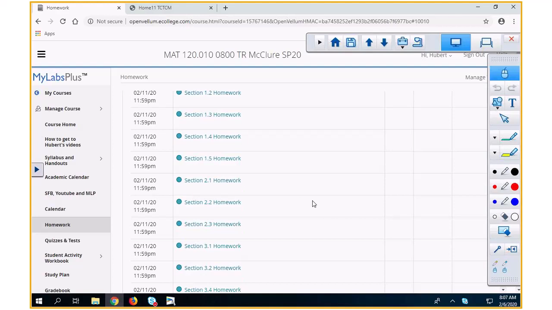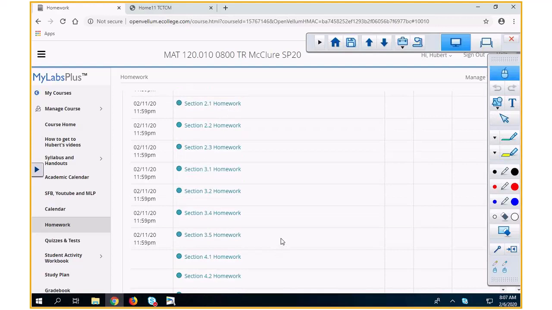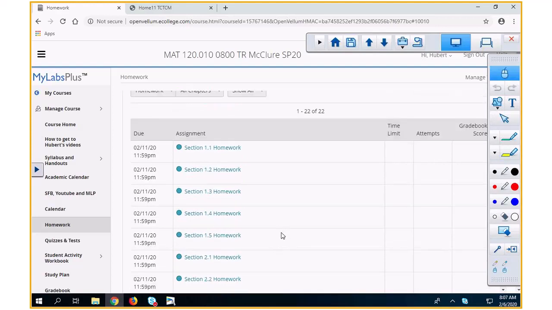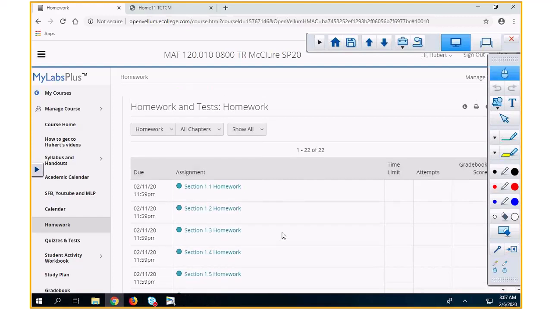And of course, you look at your outline. The outline tells you that chapter 1, 2, and 3 are on the first test. Pretty simple. Okay? Now let's go to the test.